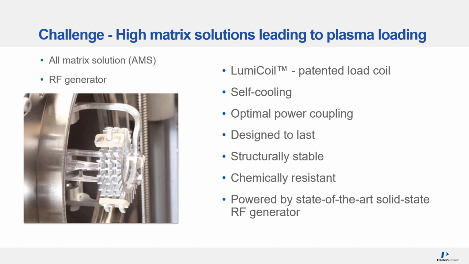The first way that we combat high matrix solutions with the NexION series is to use one of our 3 main systems here. We'll talk about all matrix solution. It's AMS for short. That's an argon dilution system. We also have a brand new RF generator in this series of ICP-MS. And we also have, to pair with that RF generator, a brand new LUMI coil design.